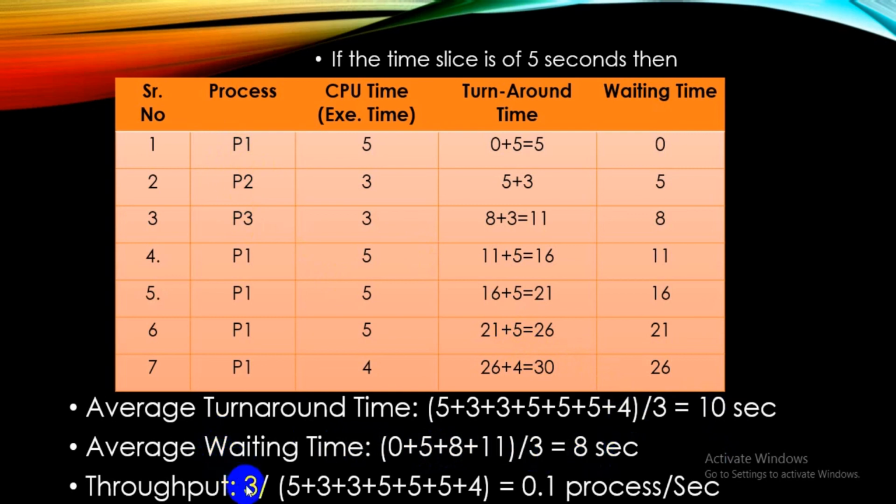Now the throughput is 3 divided by our turnaround time. So the turnaround time here is taken, and the answer is 0.1 process per second.